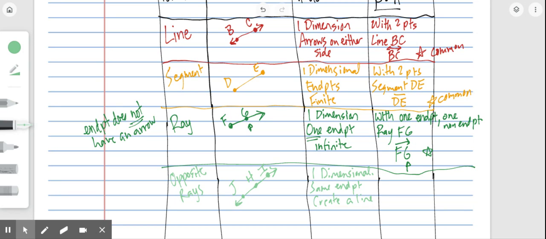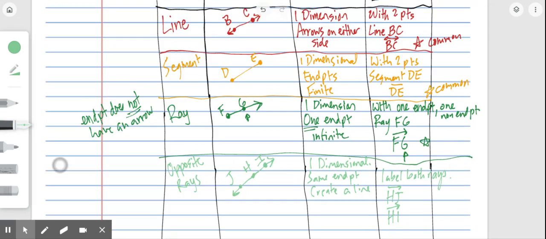Okay, so labeling it is basically you just label both rays. So you'll have to do ray HJ, HJ with an arrow towards the J, and ray HI, HI with an arrow towards the I. Again, point the arrow towards the direction that is going on forever and ever.